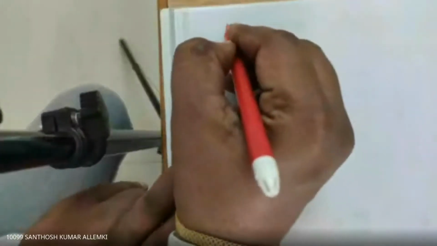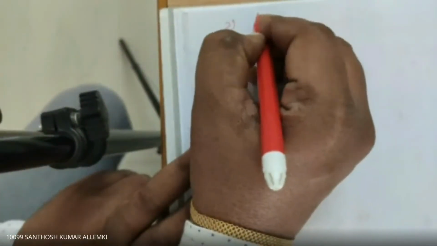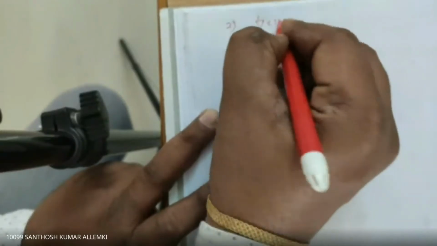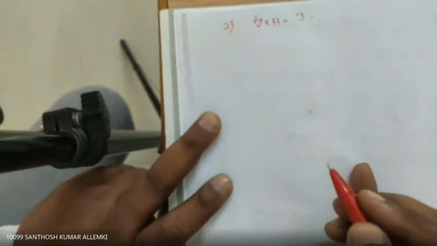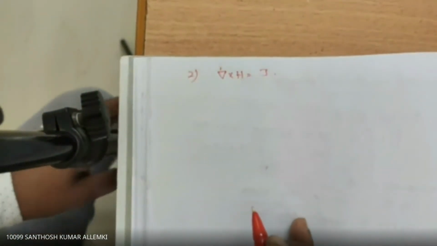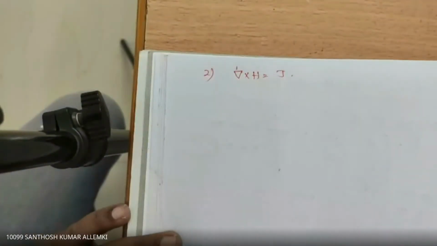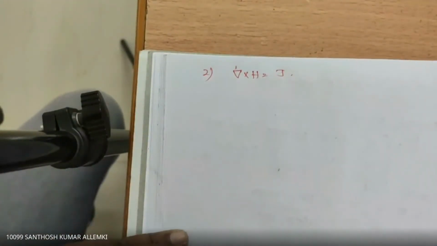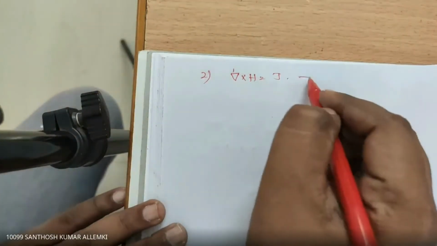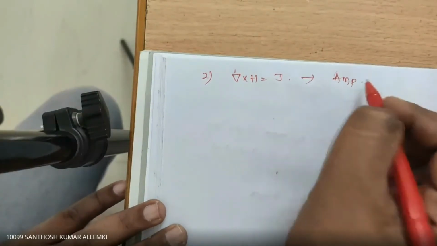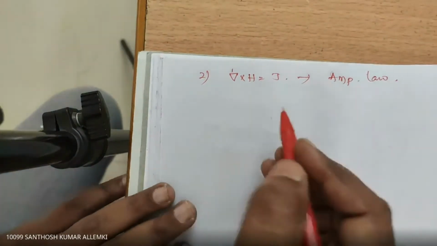And next, coming to the second Maxwell equation. What is the second Maxwell equation? Del cross H is equal to J. Del cross H is equal to J. So now see here, for this we'll take Ampere's law. So what is Ampere's law?